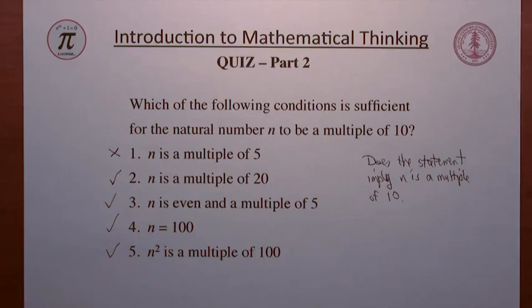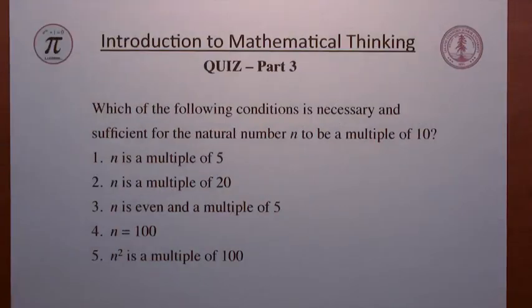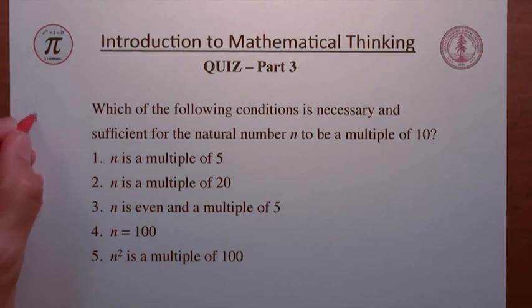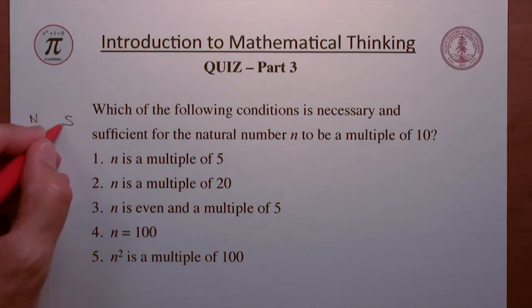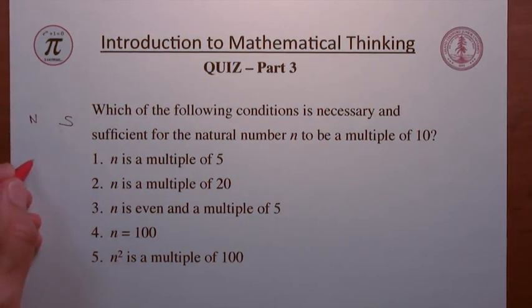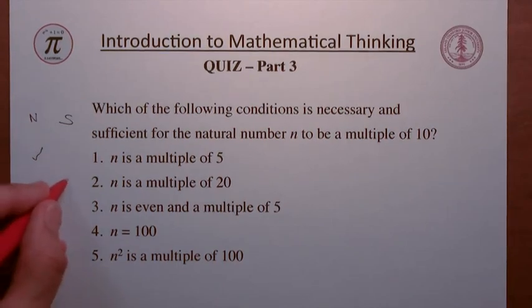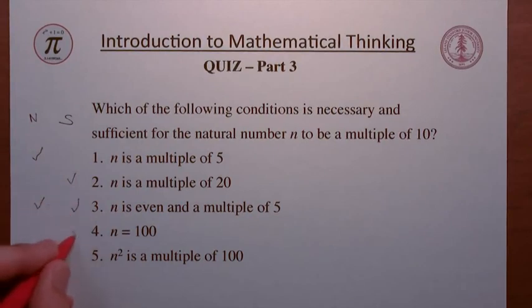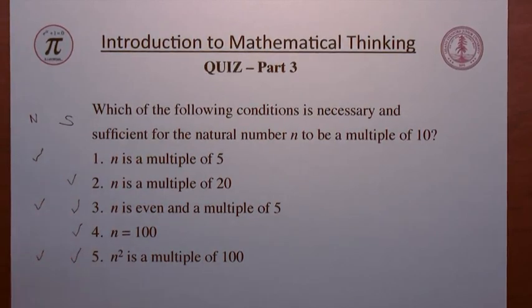Okay, let's move on to part 3. For this one, we have to compare our answers for the 2 previous questions. The first question was necessity, and the second question was sufficiency. For necessity, we had 1, we had 3, and we had 5. For sufficiency, we had 2, 3, 4 and 5.